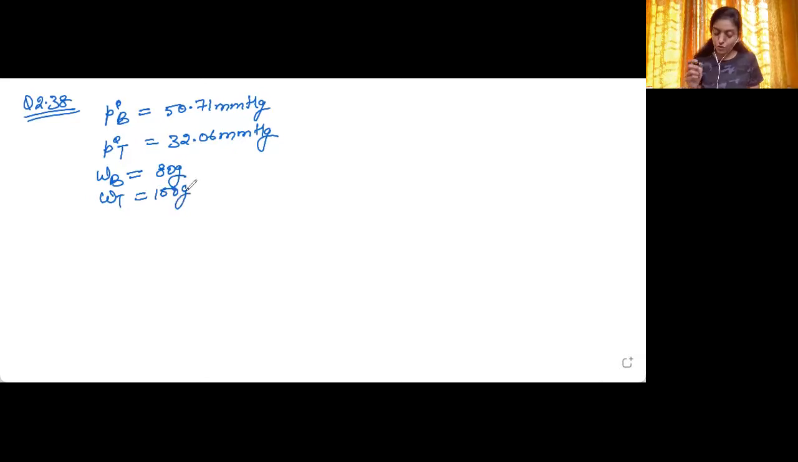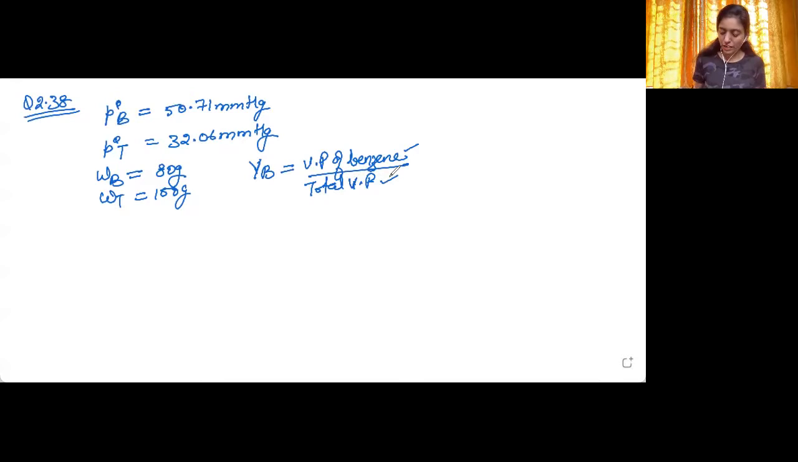Now we need to find out the mole fraction of benzene in the vapor phase. In the vapor phase, the mole fraction is represented by YB. X is for the mole fraction in the solution, Y is for the mole fraction in the vapor phase. So it is equal to vapor pressure of benzene upon total vapor pressure. This means we need to find out the vapor pressure of benzene and the total vapor pressure. We can just put the values here and get the answer.